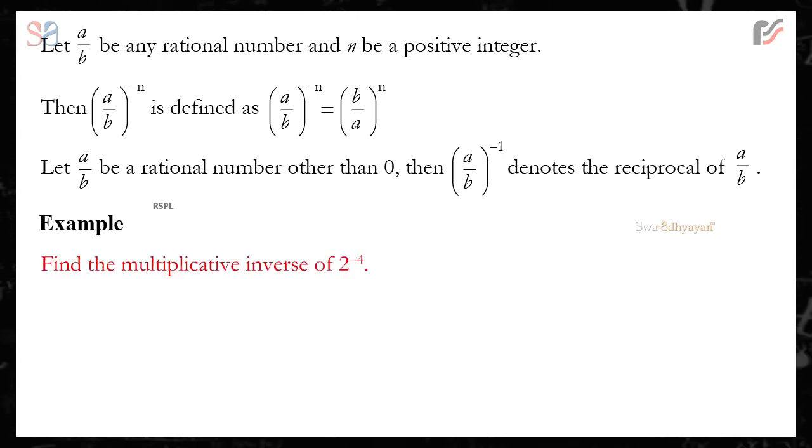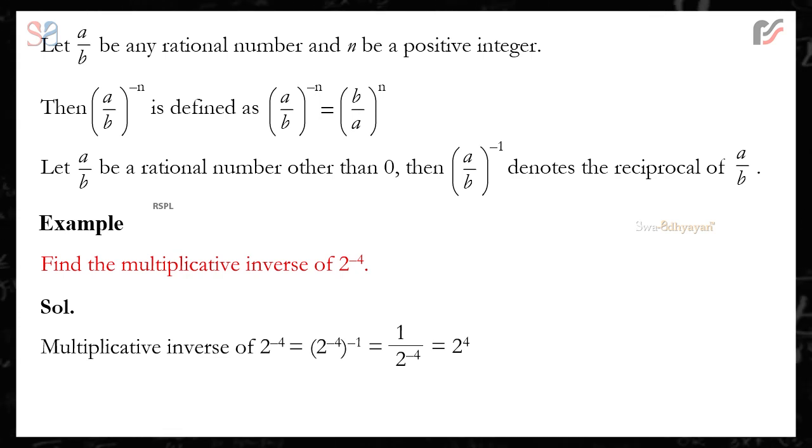Example, find the multiplicative inverse of 2 raised to power minus 4. Solution, multiplicative inverse of 2 raised to power minus 4 is equal to 2 raised to power minus 4 whole raised to power minus 1, which is equal to 1 by 2 raised to power minus 4, which is equal to 2 raised to power 4.